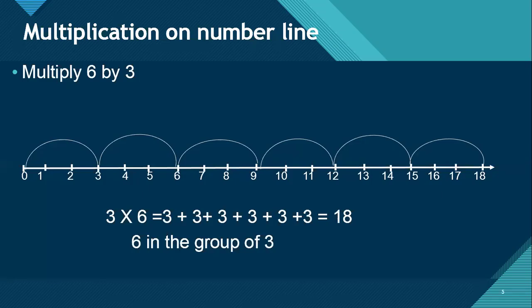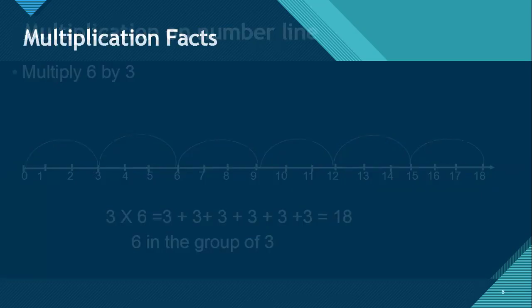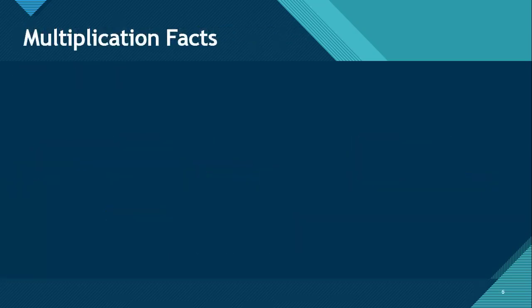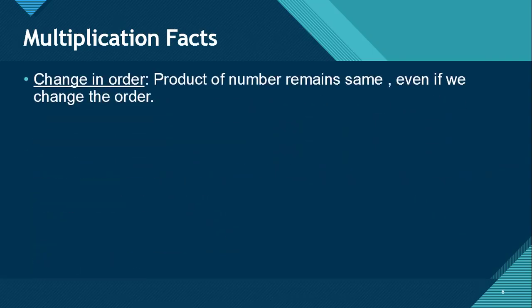Then the next topic is multiplication facts. The number one fact is change in order. If we change the order of multiplication, there is no change in the answer, which means the product remains the same. For example, if we multiply 5 by 2 or 2 by 5, the answer will be the same. That will be 10.